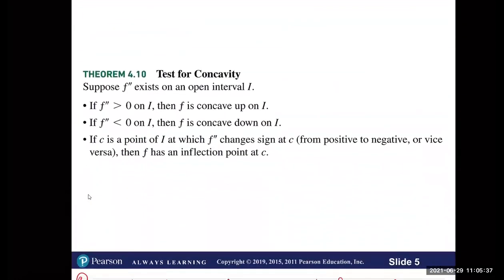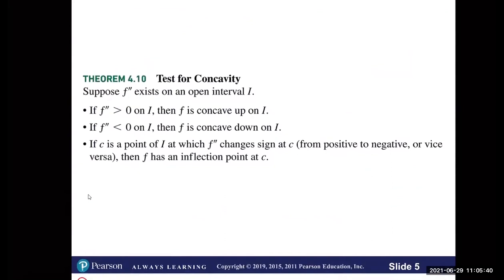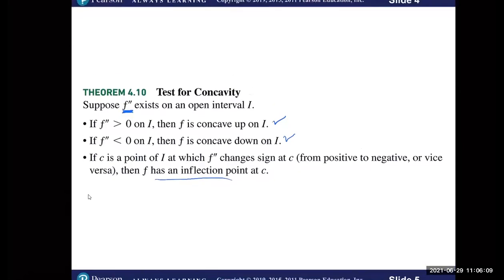And this is what I just jotted on that slide up above, only it's written neater here. Okay, whenever you're testing for concavity, remember that the second derivative tells you about the concavity of a function. If the second derivative is positive, it's concave up. If the second derivative is negative, it's concave down. If the second derivative changes sign, so it goes from positive to negative or vice versa, that's where you will have an inflection point.